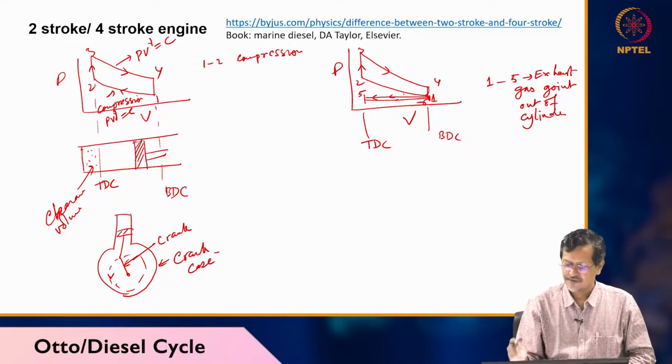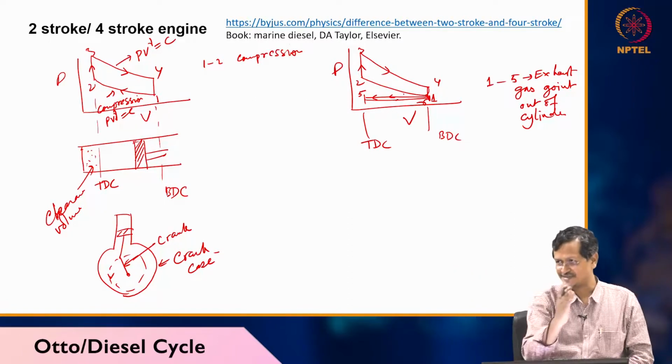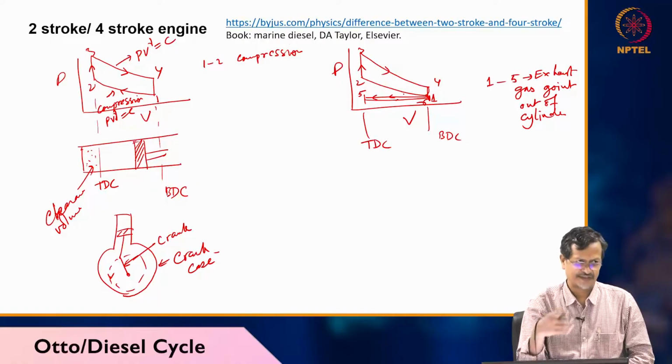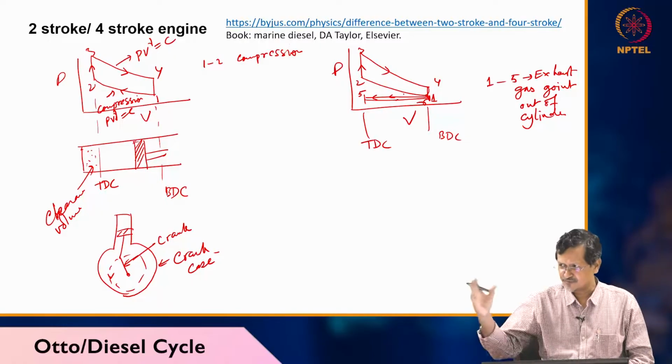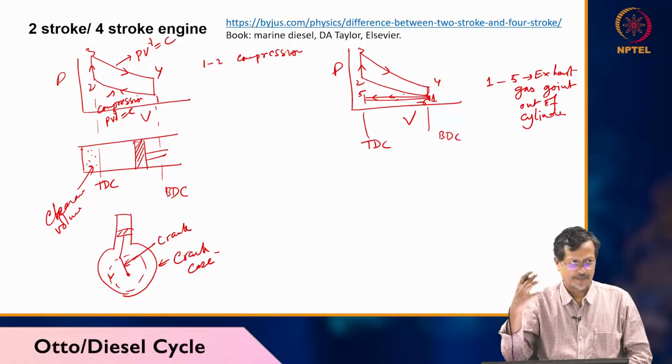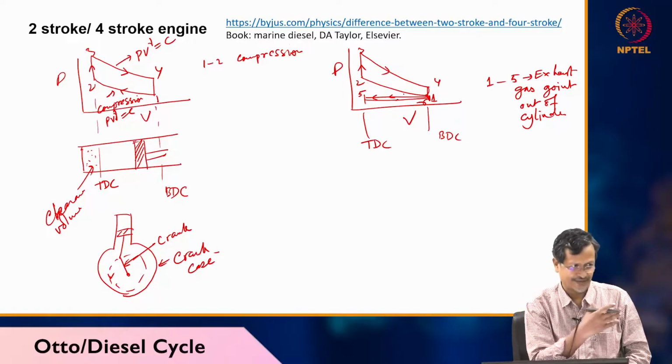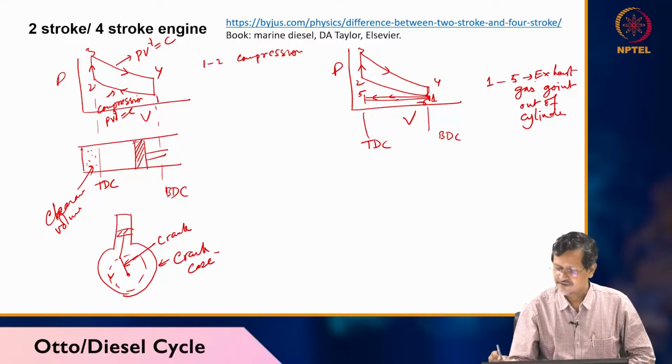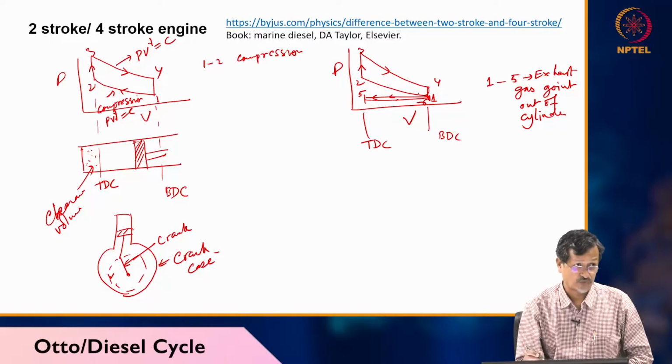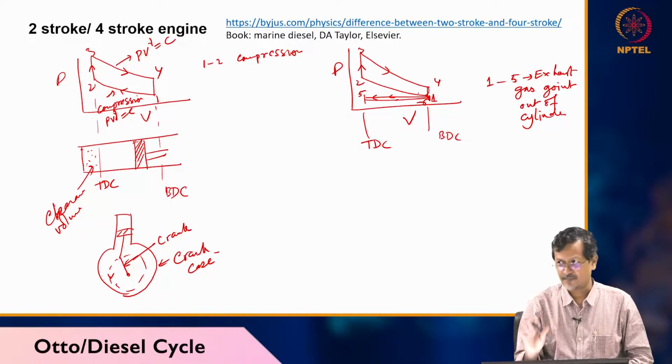Okay, 1 to 5, the piston moves from TDC to BDC, but no power is produced, and neither is it taking too much power. It is just moving, just removing the burnt gas from the cylinder to the outside. So that is called the exhaust stroke. You are not getting any power.